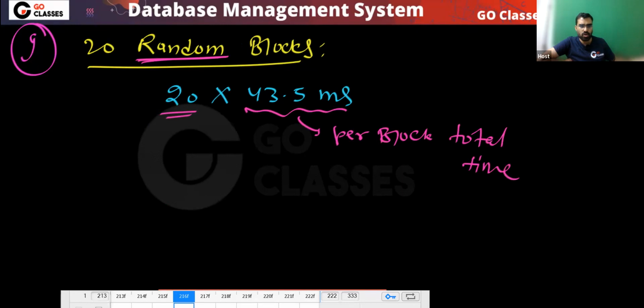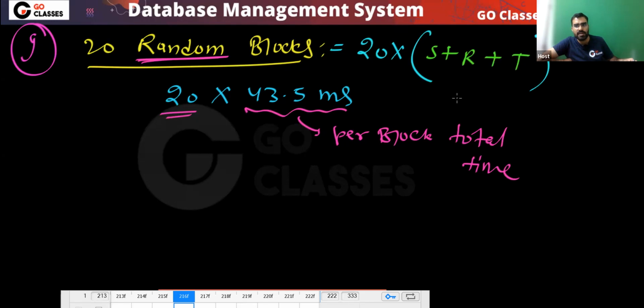Okay, so you have random blocks. So you will have 20 multiplied by, every block will need a seek, every block will need an average rotational latency, and every block will have a transfer time, BTT. So seek plus rotational latency plus transfer time, for every block these three things you have to do.